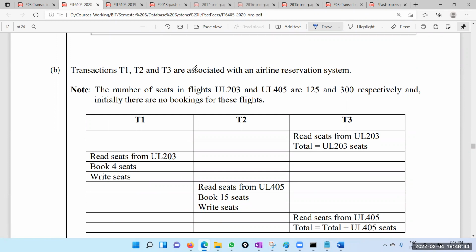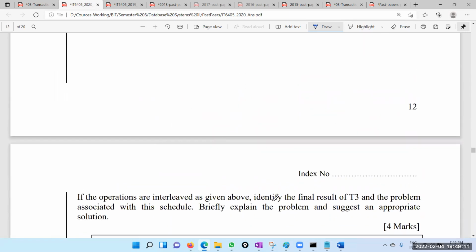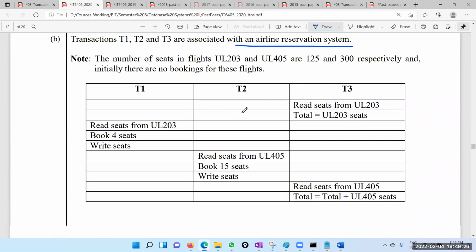Transactions T1, T2, T3 are associated with an airline reservation system. If we did this previous day, just let me know. The number of seats in flights UL 203 and UL 405 are 125 and 300 respectively, and initially there are no bookings for the flights. Question: if the operations are interleaved as given above, identify the final results of transaction 3 and the problem associated with this schedule. Briefly explain the problem and suggest an appropriate solution. Now do it, because I gave you enough time.